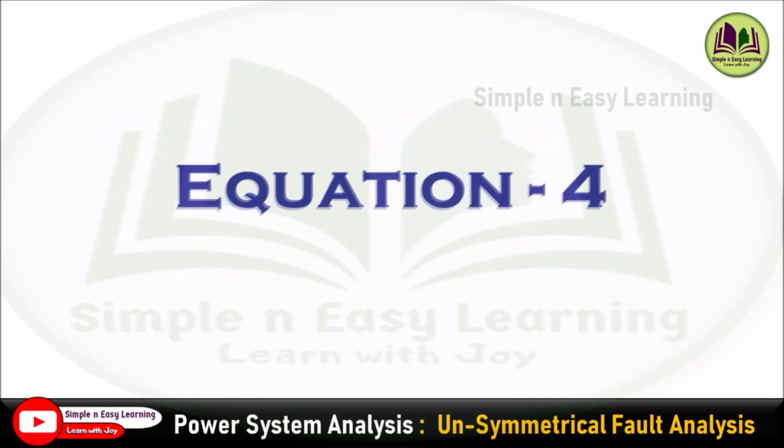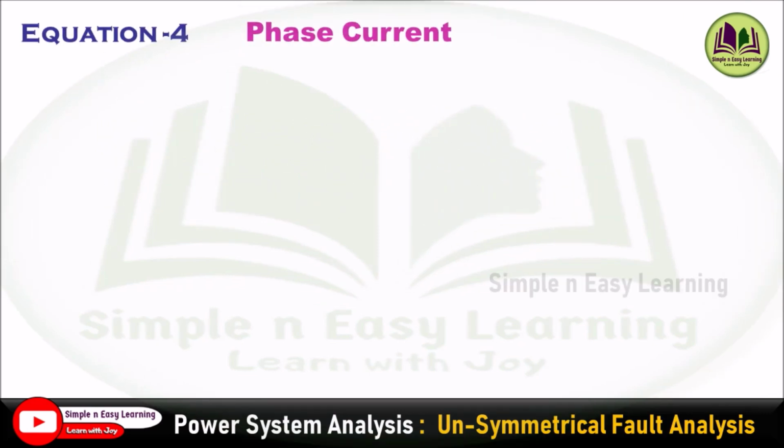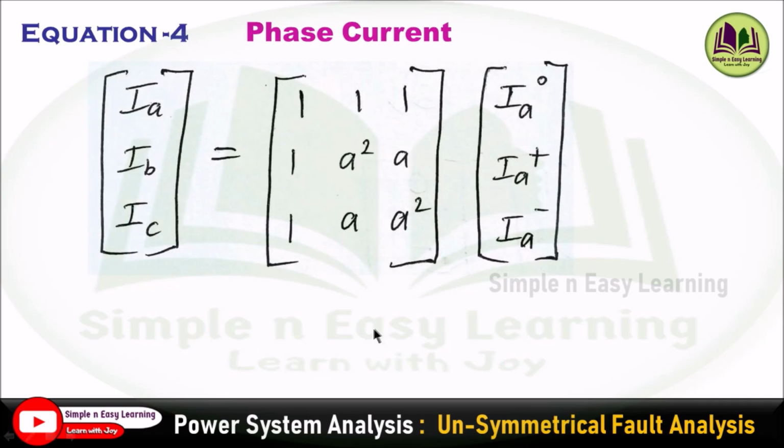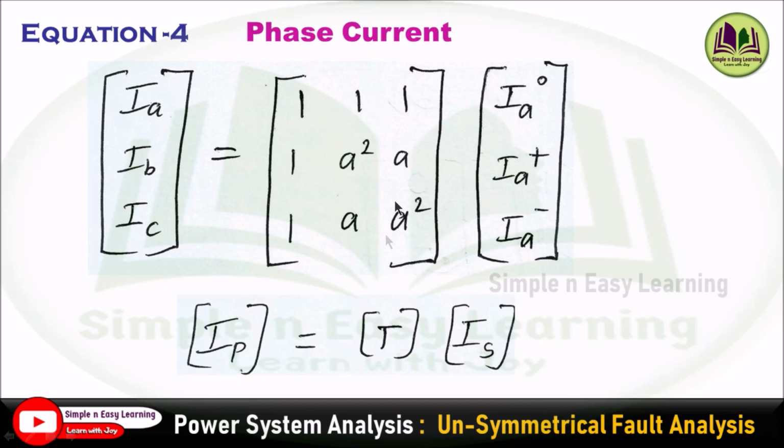Now equation 4. Equation 4 represents the phase current. The phase current can be given like this: IA, IB, IC. These are the three phase currents: A phase, B phase and C phase, and that will be equal to the T matrix, the transformation matrix, into the sequence currents IA0, IA+ and IA-. So phase current equals transformation matrix into sequence current.